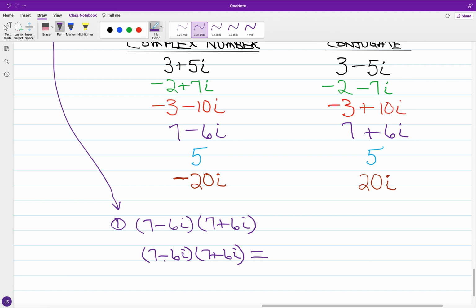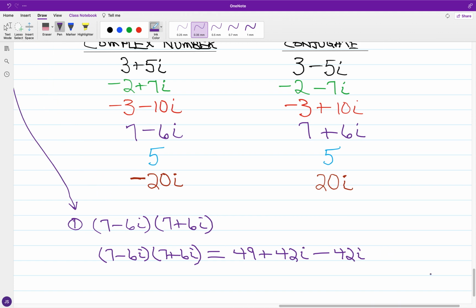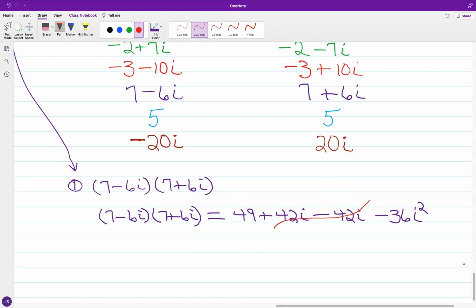okay, so if I were to FOIL out, I have 7 times 7 is 49. 7 times 6i, this will be 42i. And then the inside product is going to be negative 42i. Last product we have negative 36i squared. So we have first order i terms, namely the outside and inside products. Those are going to cancel each other.